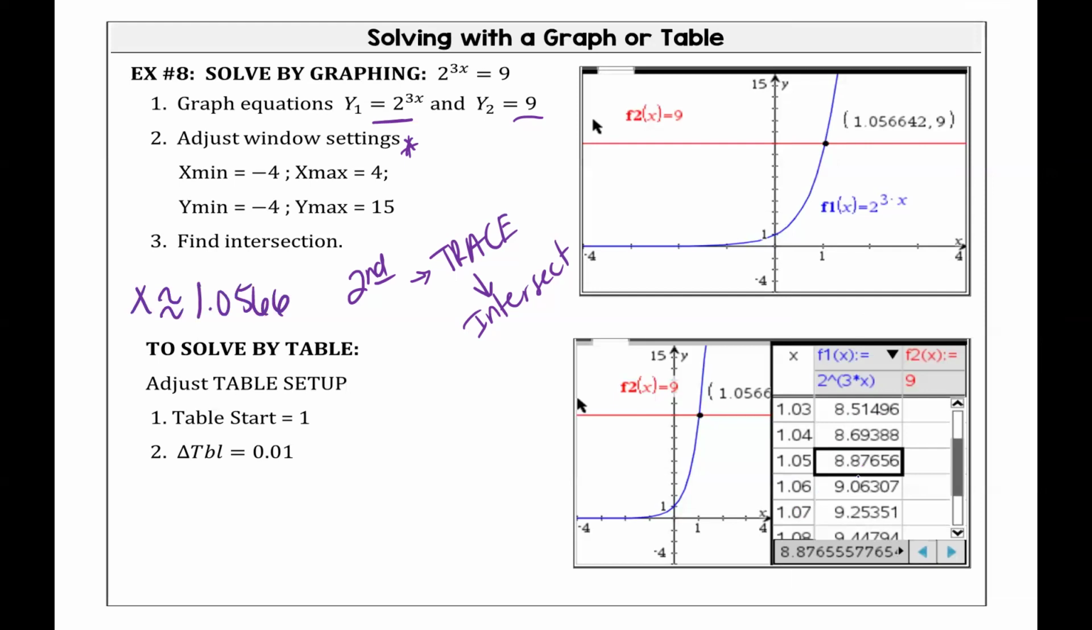And then over here, if you are doing it by table, you're basically trying to look and see where their values are close. So you would change your scale factor for your table setting, but I really would encourage the graph setting because it just makes more sense to find the intersection, in my opinion. And that concludes this section.